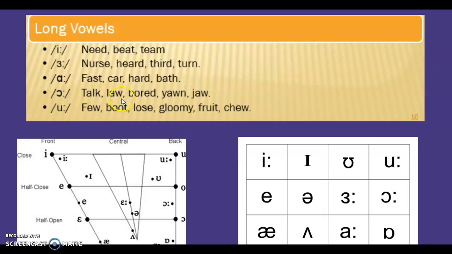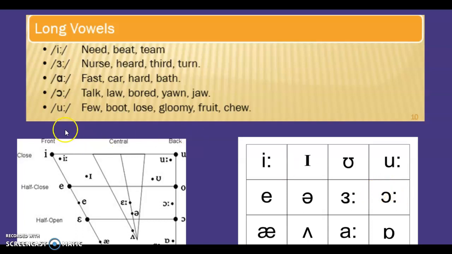Talk, low, bored, yawn, jaw. Long sound. You see, fully at the back. Your tongue should move to the back. Take your tongue to the back and in the middle. So it's not close, it's not low or open, it's in the middle.